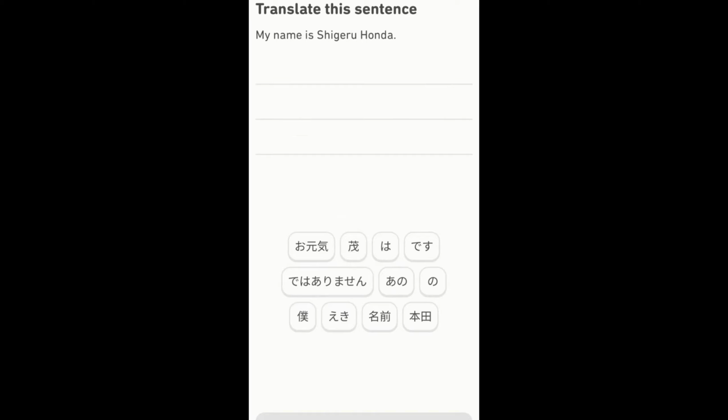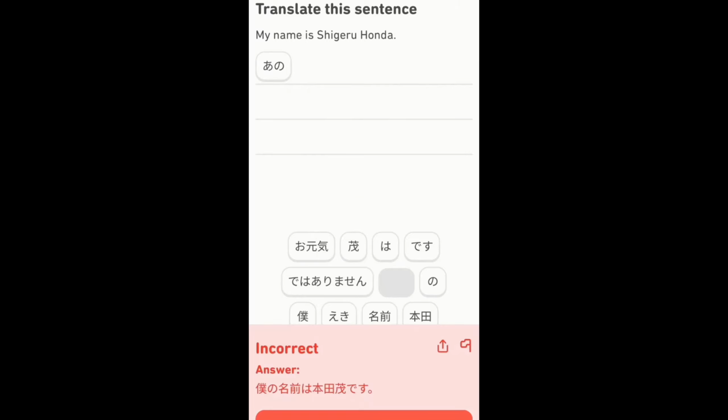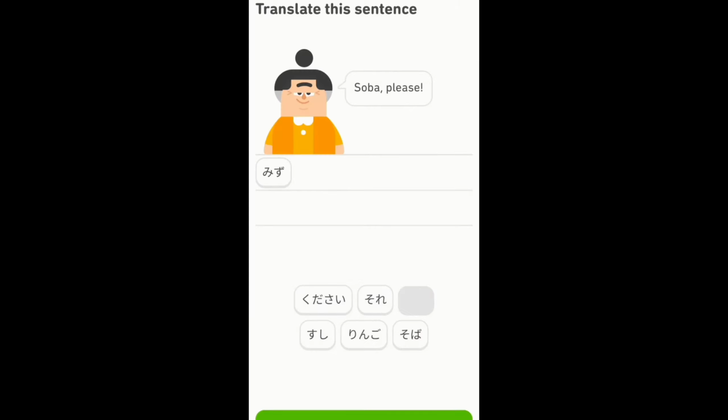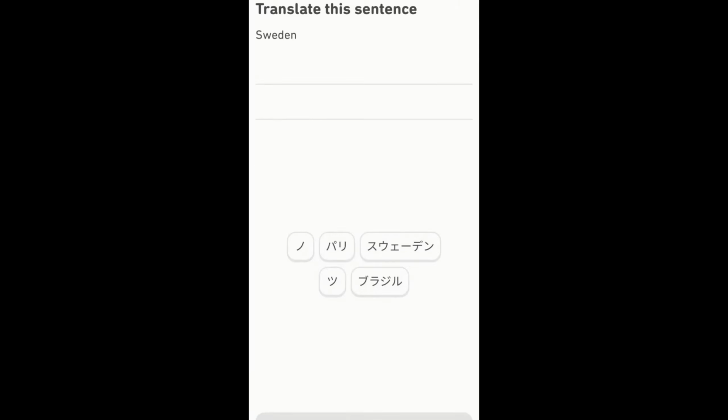Now, what is my name is Shirugu Honda. So Shirugu Honda, we don't need to worry. So Shirugu Honda, and what do you think my name is? So it'd be Shirugu Honda desu. So that means I am Shirugu Honda. But if it's my name is Shirugu Honda, it'd be watashi wa Shirugu Honda desu. Soba, please. So what do you think the Japanese for soba is? It's soba, and please is so Sweden.